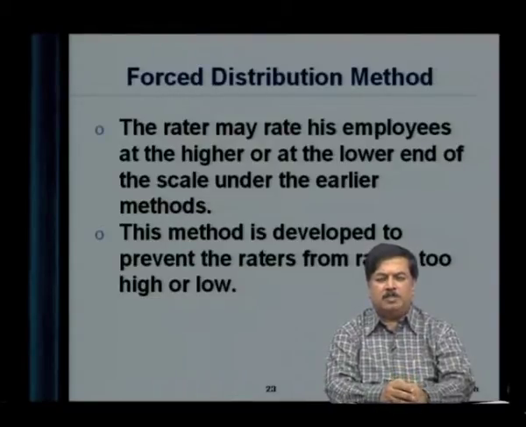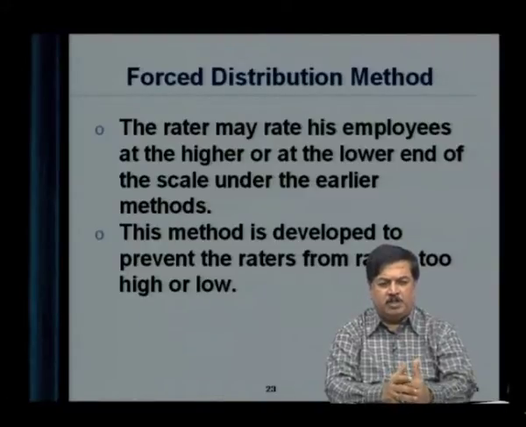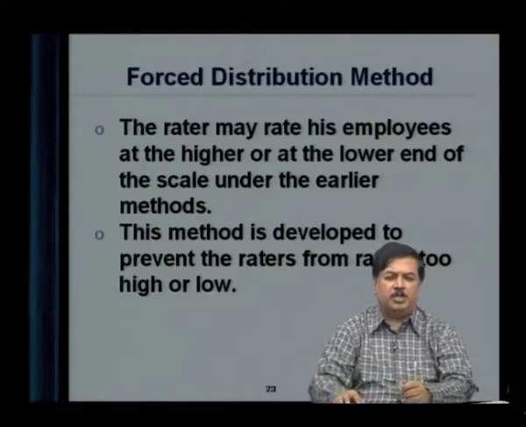So in this kind of situation, it is possible that the rater may rate the employee at a higher or at the lower end, because one can give a lot of reasons, explanations and things like that. Whereas in the scale, there is not much scope to give any of those explanations. Compared to this, the forced distribution method would be better, because then the rater has not much of a choice. He has to push the individuals.